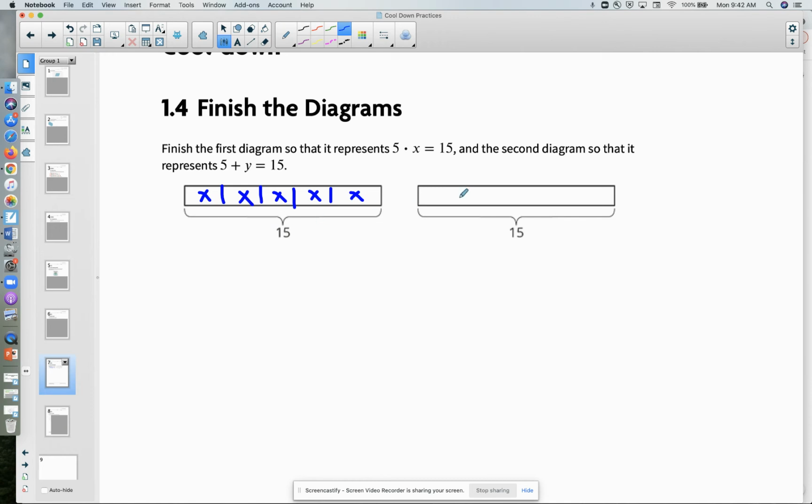And then another one would be 5 plus y. So this would be 5. And then this would be y. What would y equal here? 10, huh? 5 plus 10 is 15. Okay. So something like that. Pretty good?